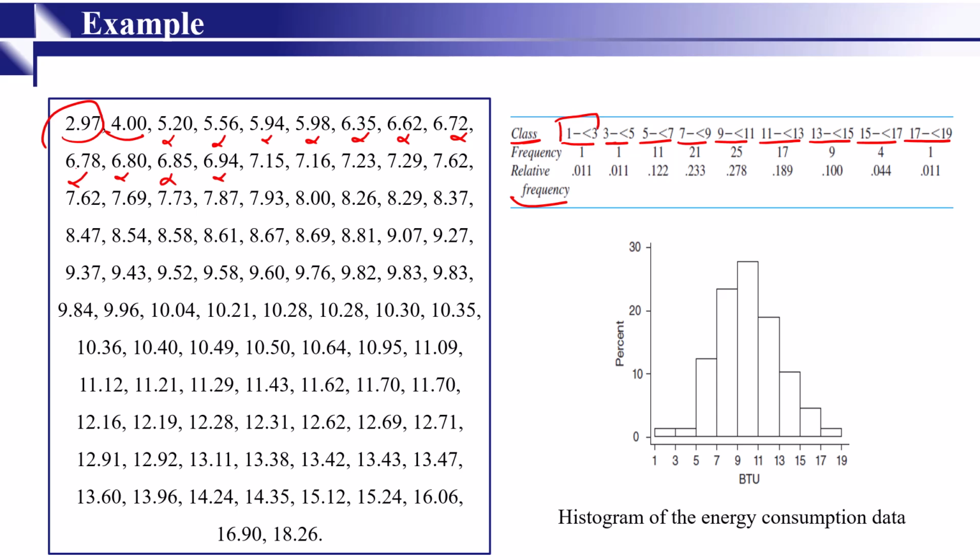histogram. So for the histogram, here are our intervals: 1 to 3, 3 to 5, 5 to 7, 7 to 9, up to 17 to 19, right? So the relative frequency is what? This one multiplied by 100. So 0.01 multiplied by 100 is equal to 1%. So you can see 1% here, 1% here, then we have 11% here.